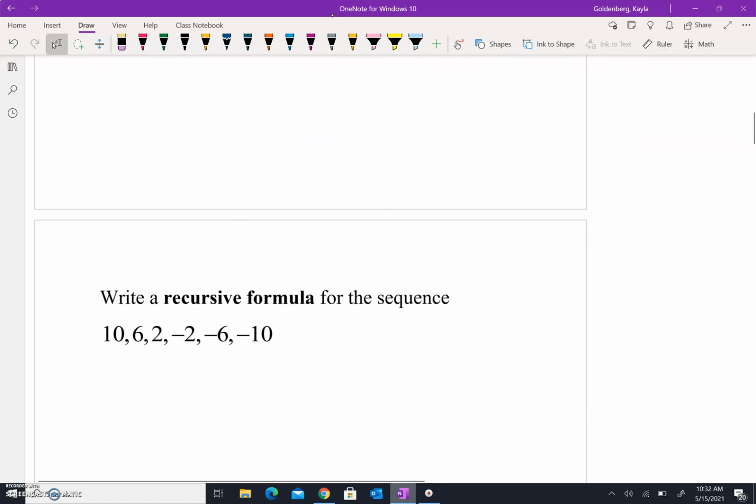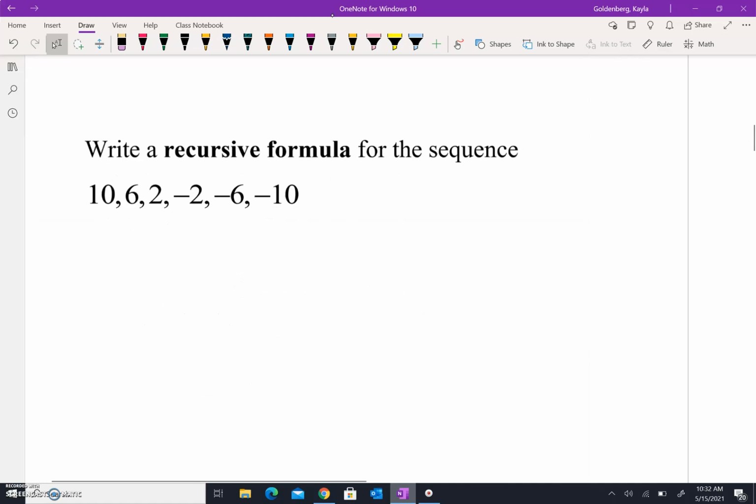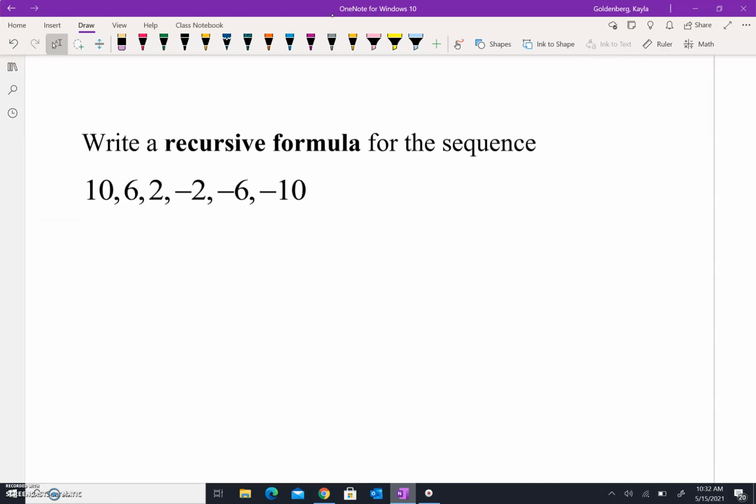Let's look at the next one. So we have the same sequence of numbers, right? We still have that same pattern. Just to practice, I want you to try and write it as a recursive formula rather than explicit. Okay, so go ahead and pause the video, unpause when you're ready to check.